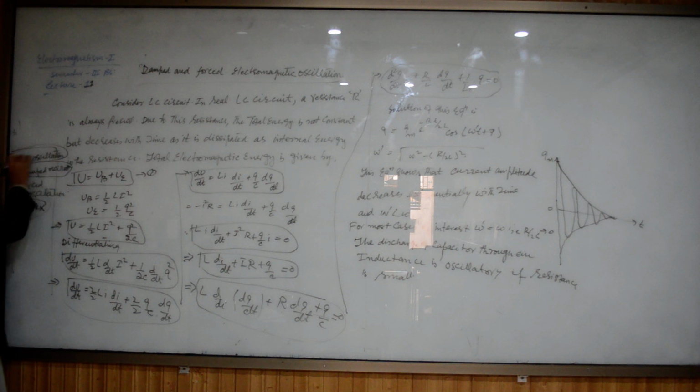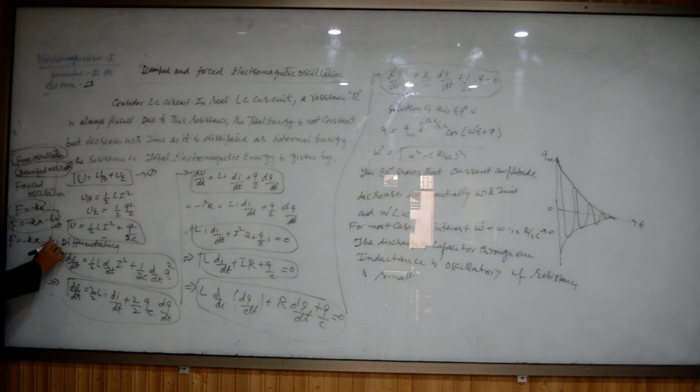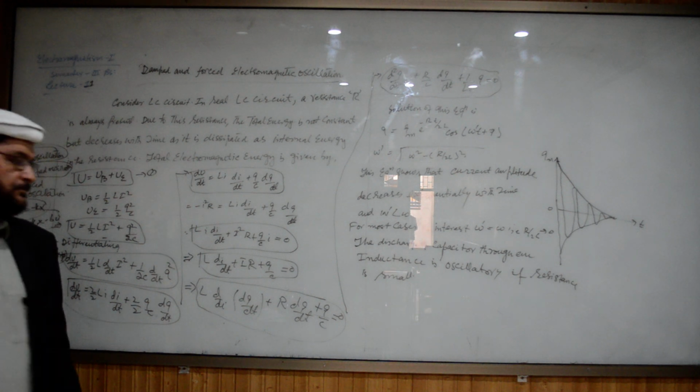In free oscillation, there is no such damping media. While in case of, for example, F is equal to minus kx minus bv, this is the equation for the damped oscillation. While in case of forced oscillation, you must provide an external force, F naught cos omega double prime t plus phi, for example. This is the equation for the forced oscillation in case of simple mechanics.